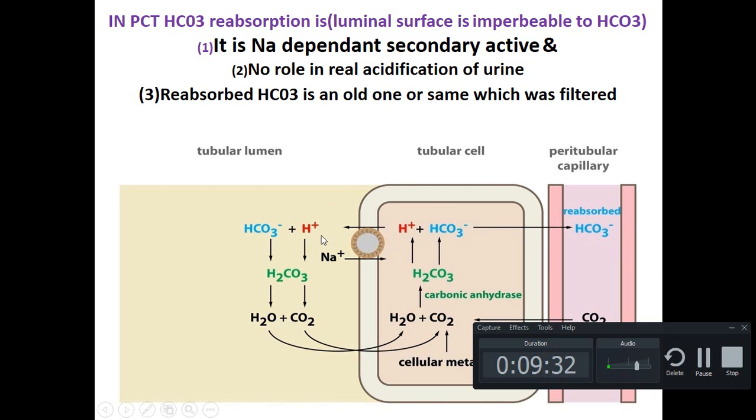Actually, whenever this hydrogen ion comes out, its first priority is to combine with the bicarb, and it will try to reabsorb this bicarb. When the bicarbs are finished, then this hydrogen ion may combine with something else, like phosphate buffers or the ammonia buffer. We will see very soon that whenever this hydrogen ion combines with something other than bicarb, it will be excreted in the urine, and that will be known as the real acidification of the urine.